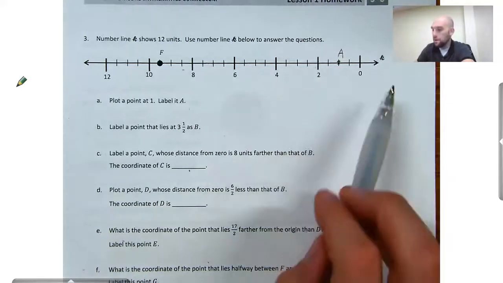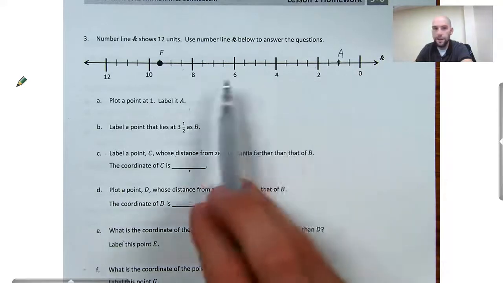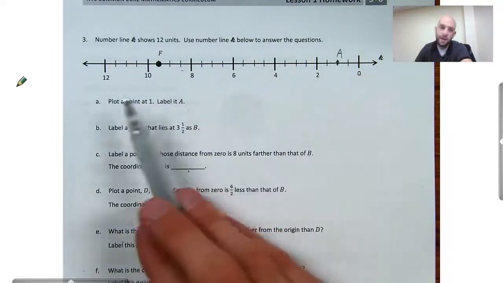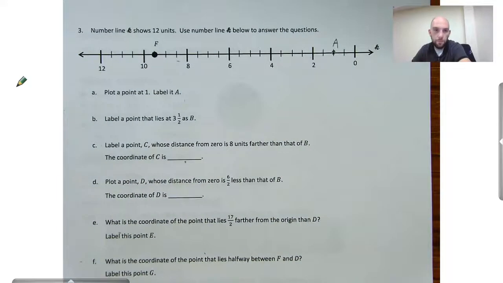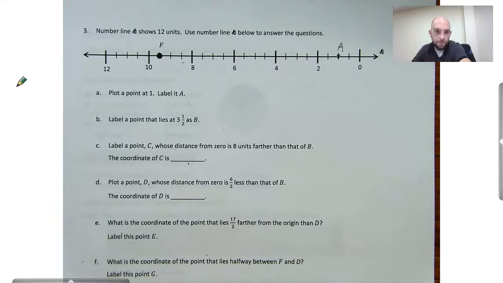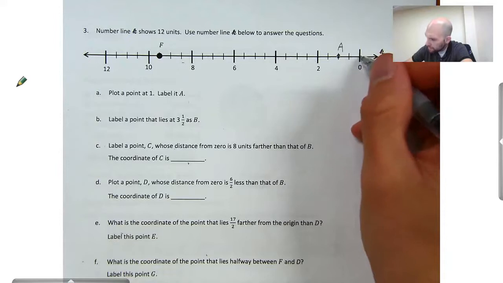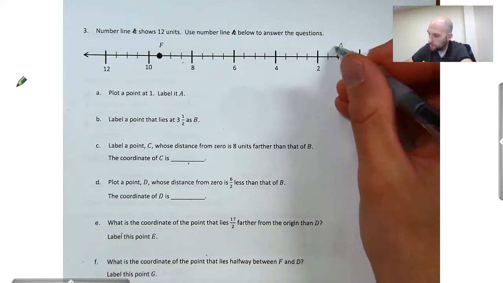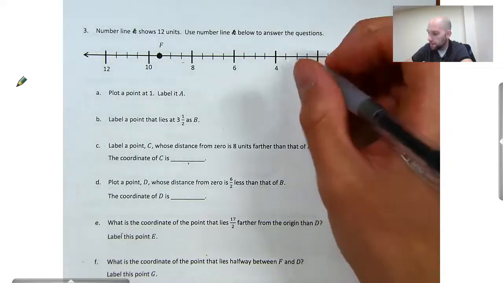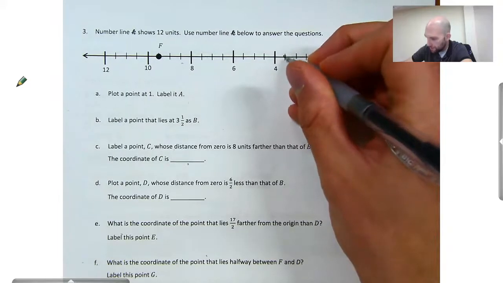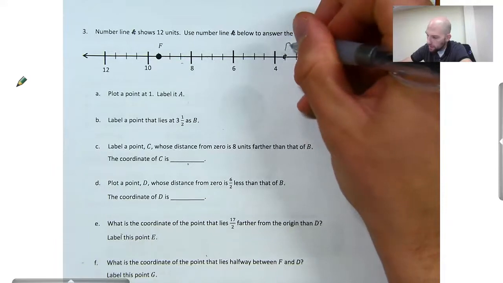Again, our number line appears to be going from right to left this time. So our origin is on the right and our greater numbers are on the left. Label a point that lies at 3.5 as B. So each one of these, it looks like, is going to be a half. We have 0, 1/2, 1, 1.5, 2, 2.5, 3, we have 3.5 right here. 1/2 closer to the origin than 4. That'll be point B.